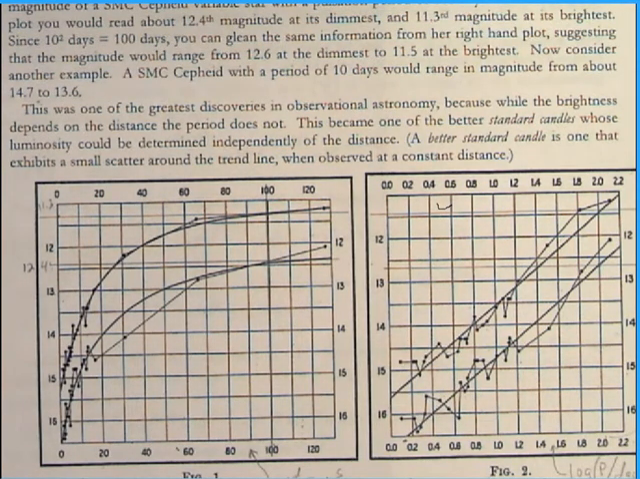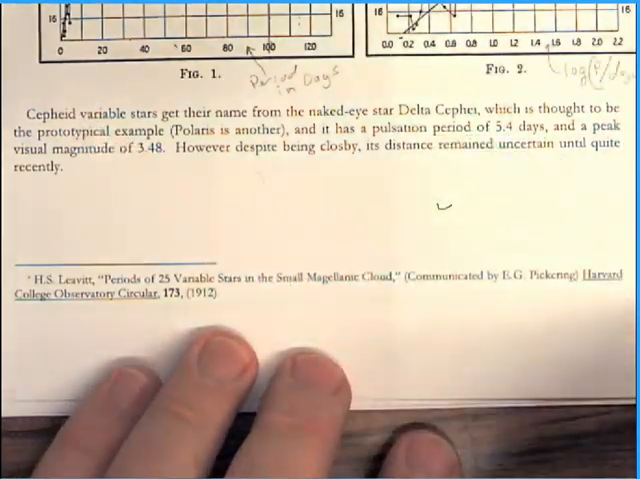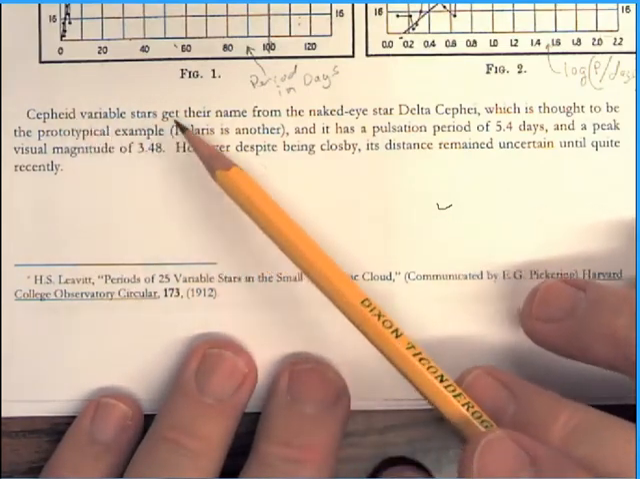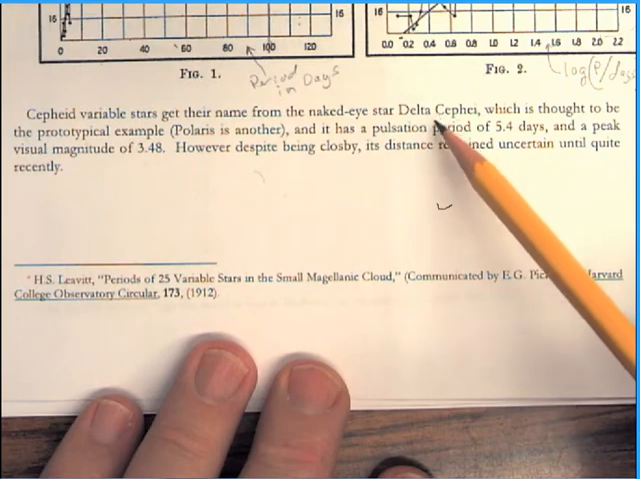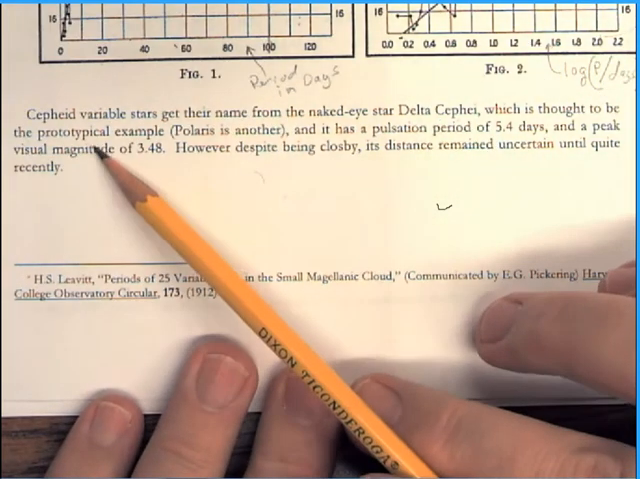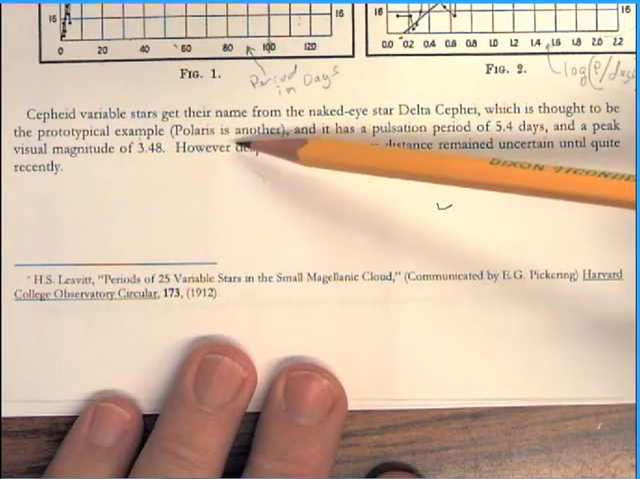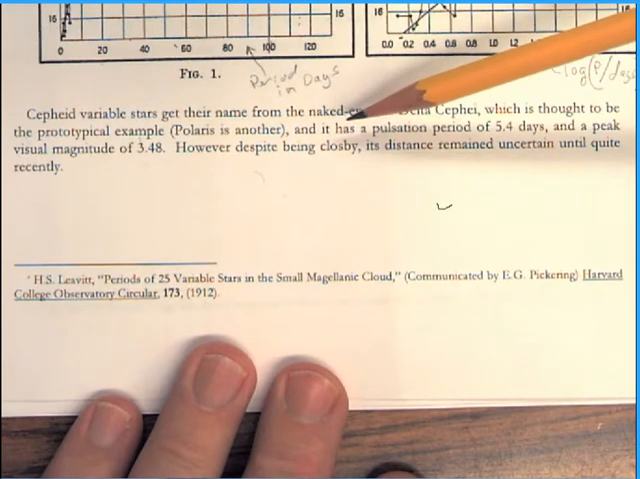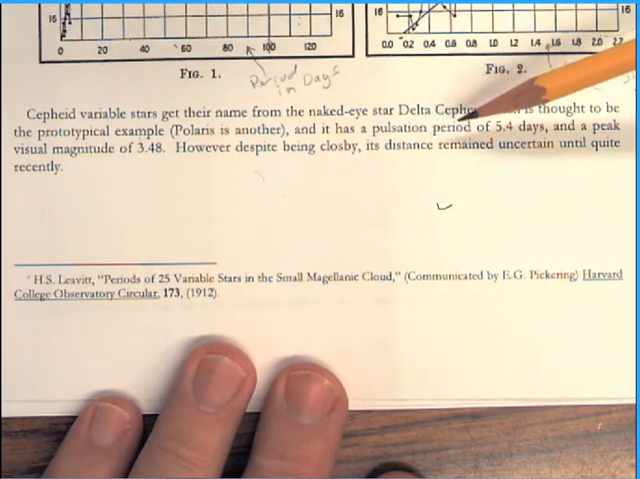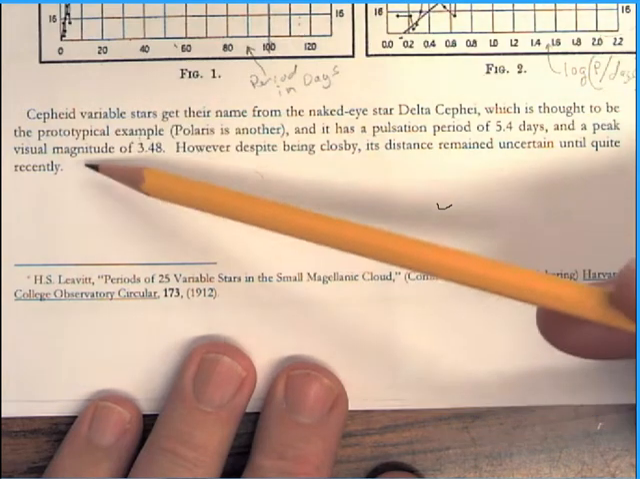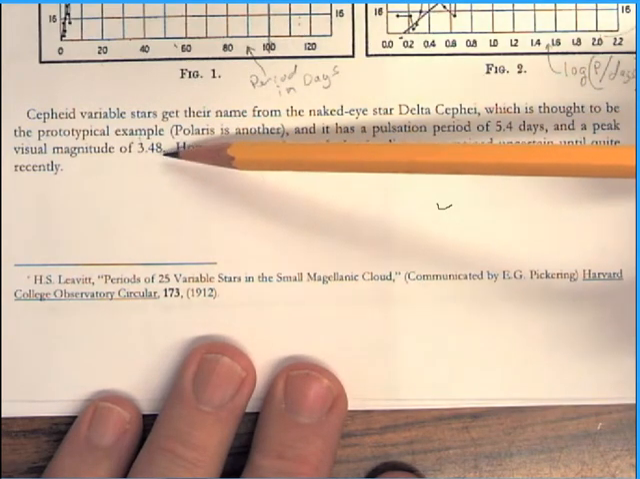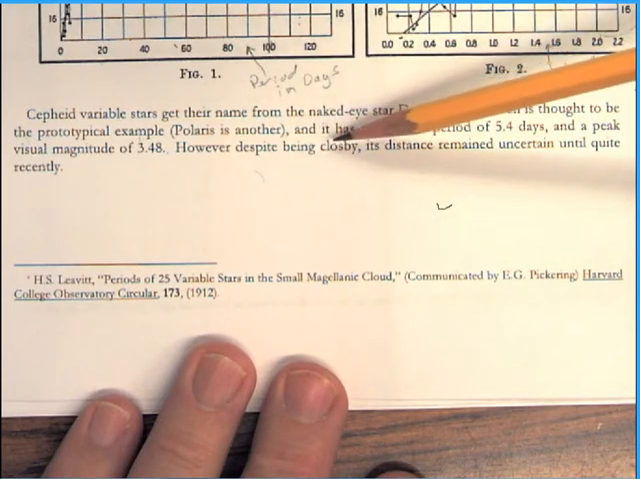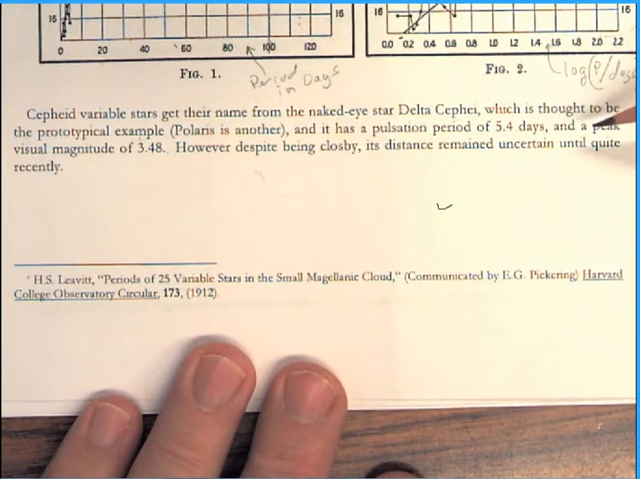Cepheid variables get their name from the naked eye star Delta Cephei. And if you look at the bottom, we have a little more context. Cepheid variable stars get their name from the naked eye star Delta Cephei, which is thought to be the prototypical example. Polaris, for example, is another Cepheid variable star. And Delta Cephei has a pulsation period of 5.4 days and a peak visual magnitude of 3.48. However, despite being close by, its distance remained uncertain until quite recently.